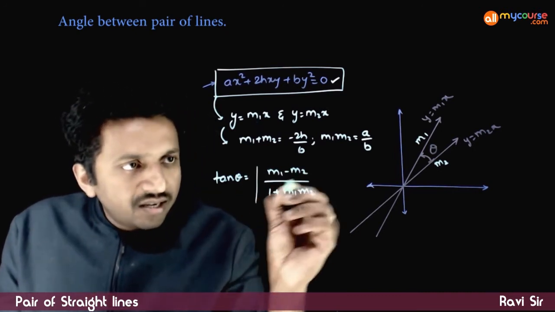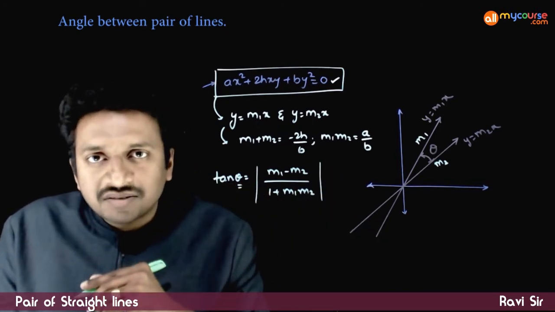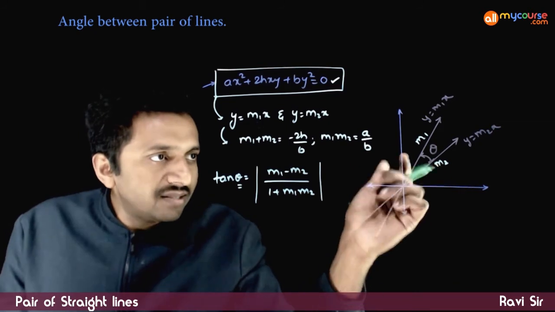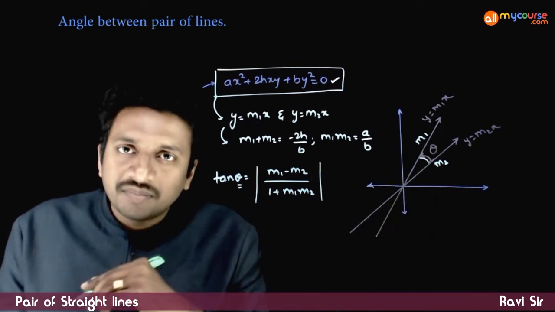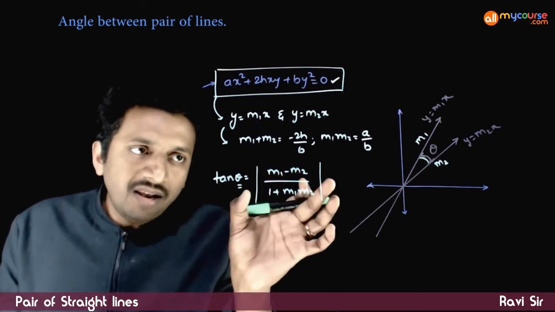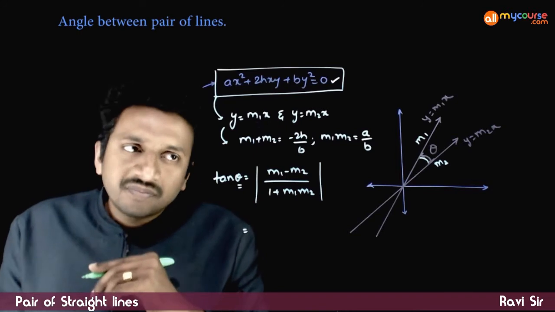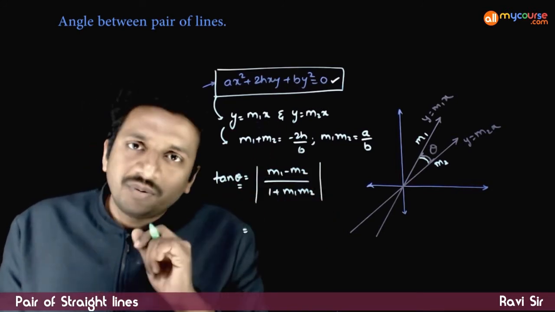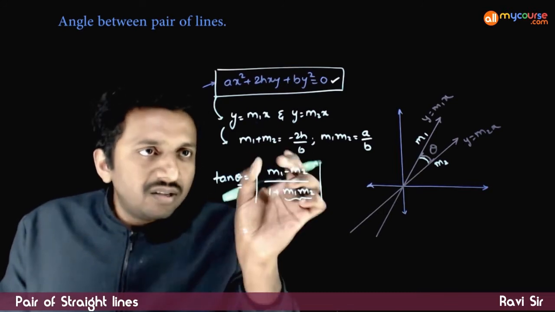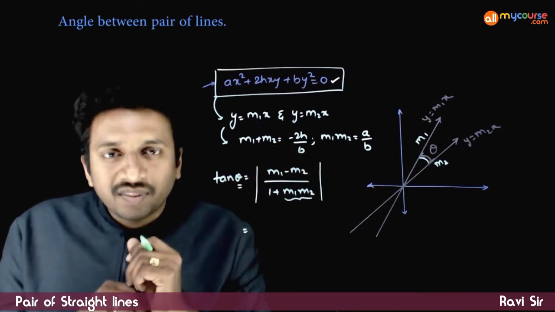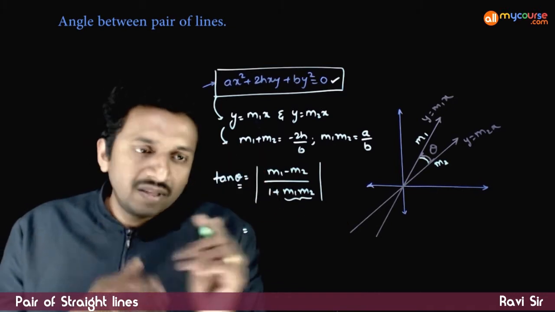If you take mod here, you get the acute angle between the two lines, because if you take two lines, you have an acute angle between them and an obtuse angle between them. So if you want the acute angle, you just need to take mod of this. So what is m1 minus m2? You know what m1 m2 is. You know what m1 plus m2 is. So from these two, can you find what m1 minus m2 is?